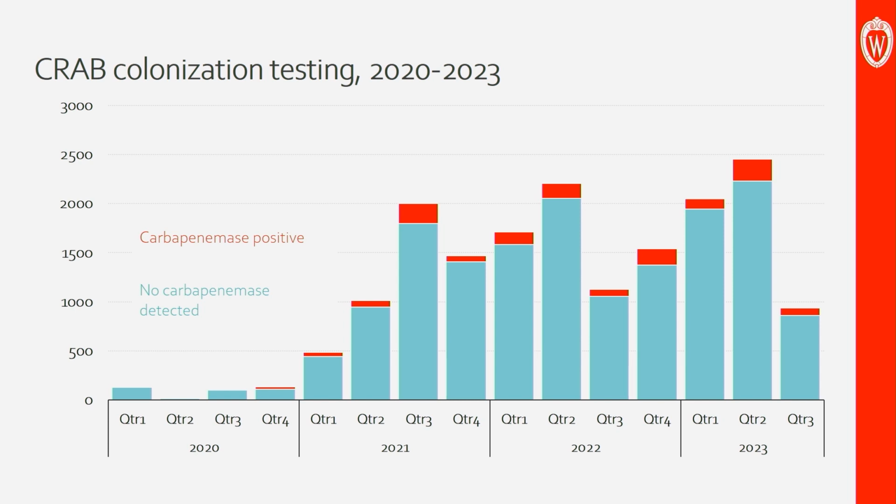Here is the overview of our CRAB colonization testing. On the y-axis, we are doing 2,000 CRAB tests in a quarter. It's a huge burden on our lab. It's very, very useful, but it's also a lot of work. So I wanted to say that so that the lab gets the proper acknowledgement for how much work they are putting in for this.